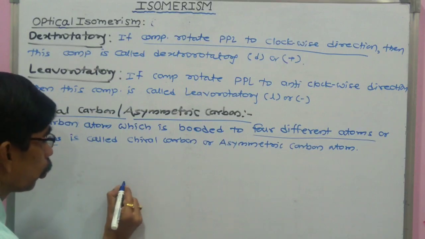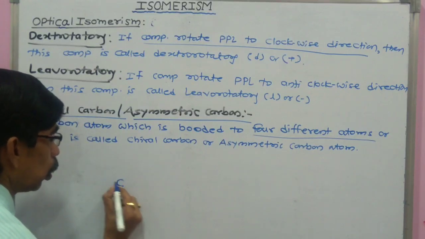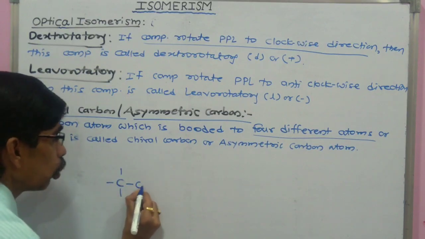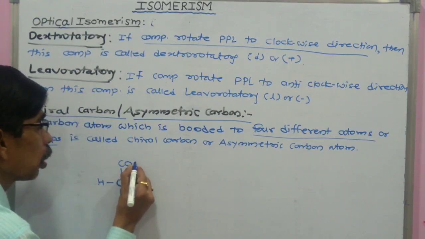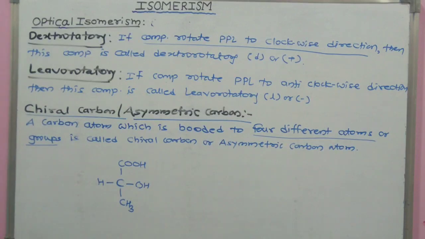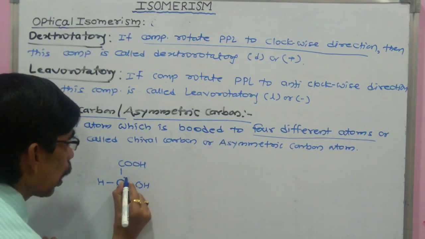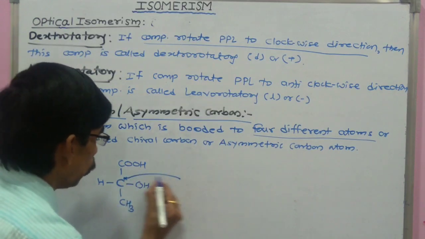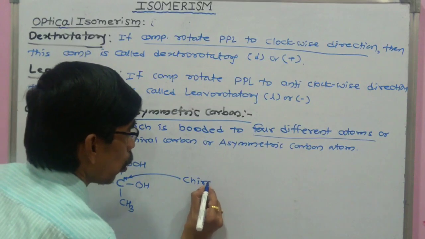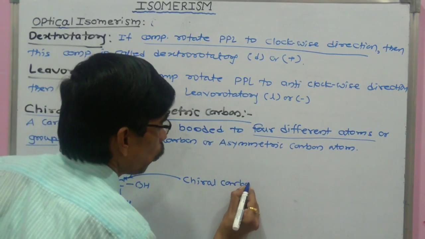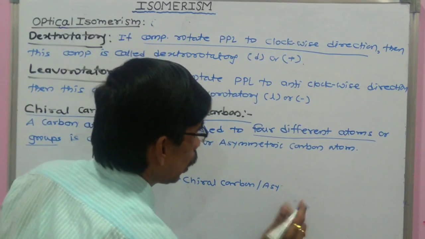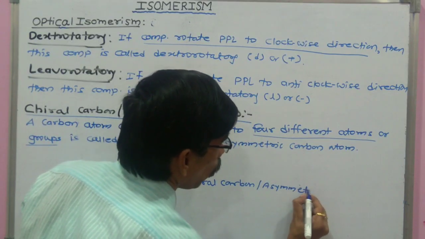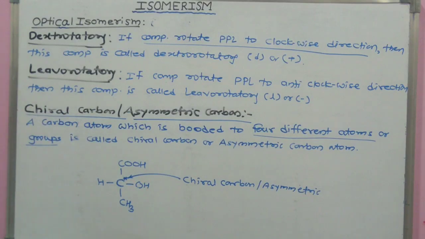For example, now this carbon atom is attached to four different atoms or groups of atoms. It's called the asymmetric carbon atom or chiral atom. This carbon atom is attached to four different atoms or groups of atoms, therefore it is called the asymmetric carbon atom.